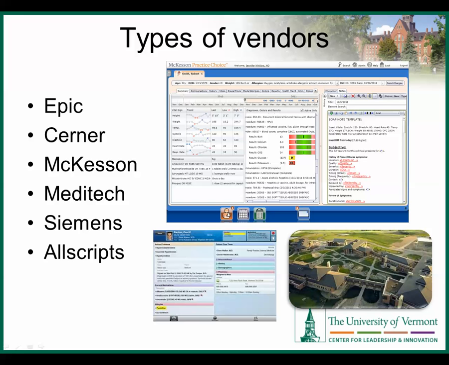So here are some of the types of vendors: Epic, Cerner, McKesson, Meditech, Siemens, and Allscripts. These are all types of electronic health record systems, but also different systems like radiology and imaging.